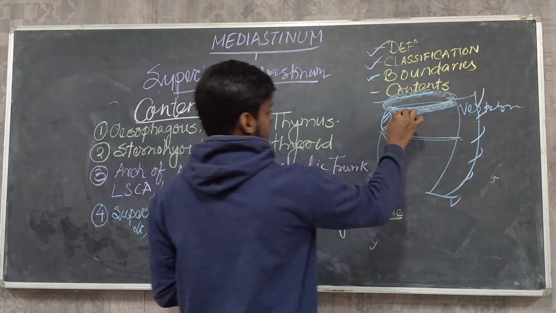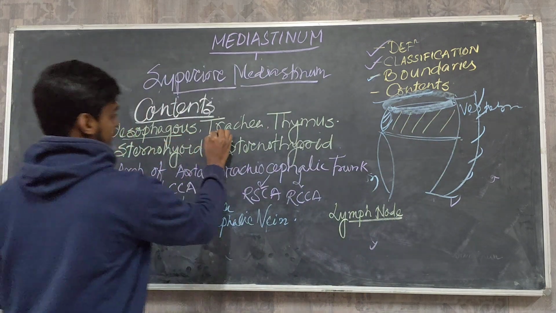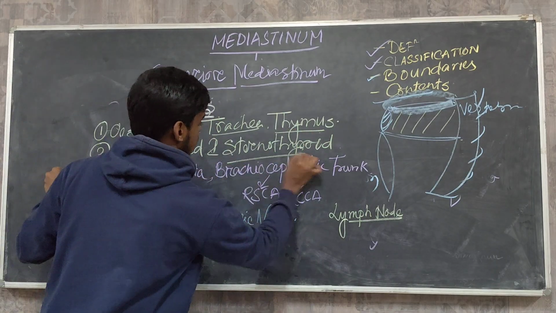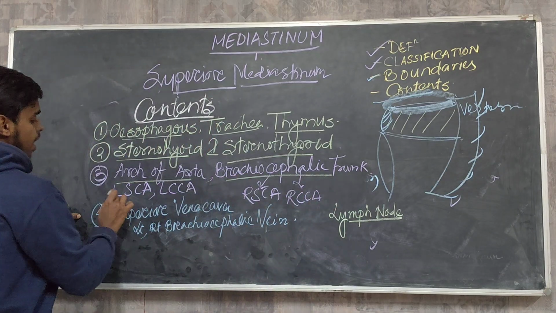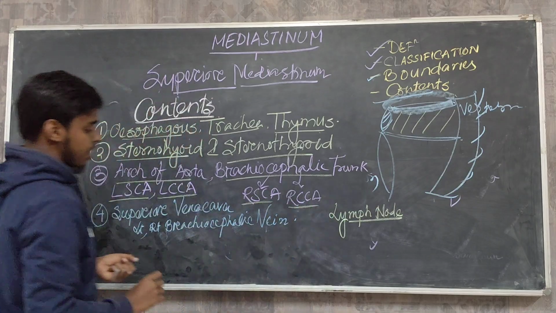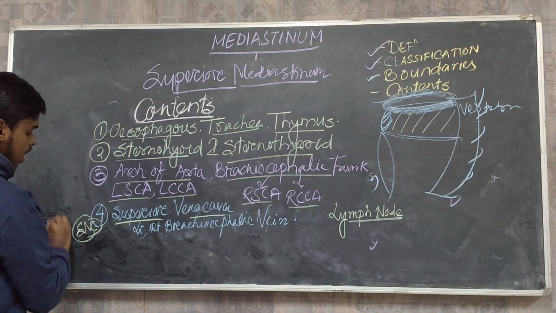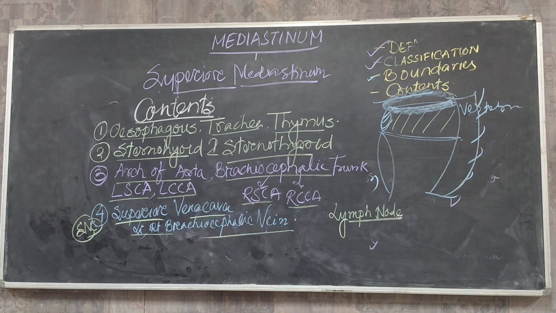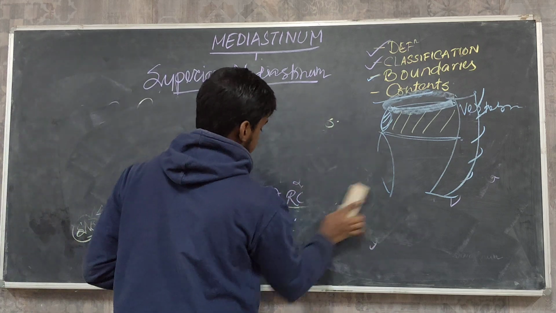So what are the contents and the structures present? First one is esophagus, trachea, thymus. Then the sternohyoid and sternothyroid. And arch of aorta, brachiocephalic trunk, left common carotid artery, left subclavian artery, right subclavian artery, right common carotid artery. Then the superior vena cava or SVC, and left and right brachiocephalic veins. So these are the structures and contents which pass through the superior mediastinum. And we see one time more what are the boundaries.